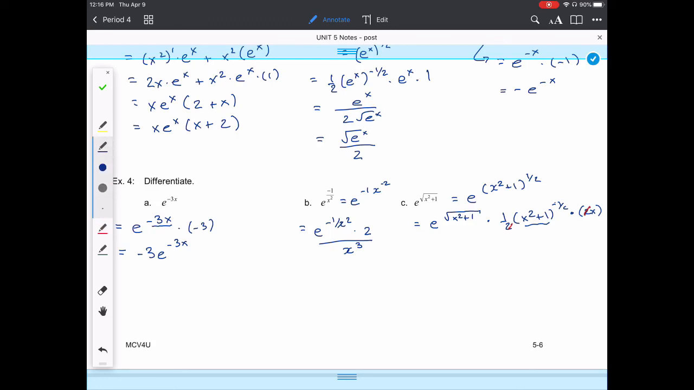So now the way this would look would be on the numerator, we still have our e to the root of x squared plus 1. And on the denominator, we have that x squared plus 1 to the exponent negative 1. I'm going to put that in the bottom. So we have x squared plus 1. And we have an x that's all by itself that goes in front. And there we have it.